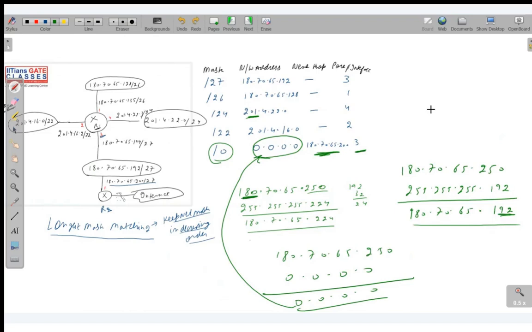Yes, any doubt here? No, sir. As the internet router is connected to port number 3, that's why it goes to port number 3. Yeah, it will go to port number 3 and then it will be forwarded. So now you have got the idea of how you will keep the default entry.